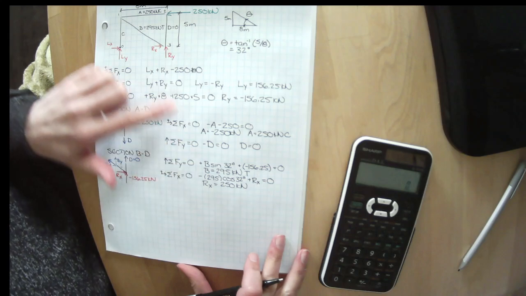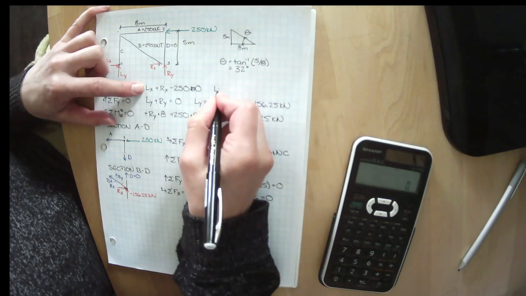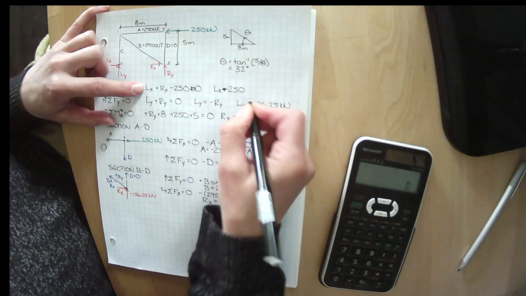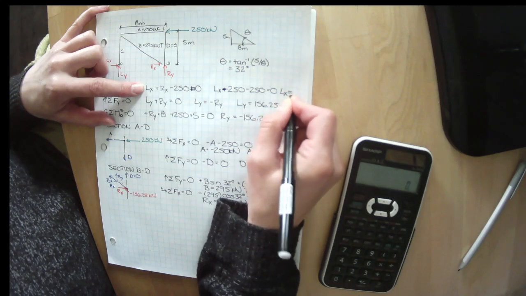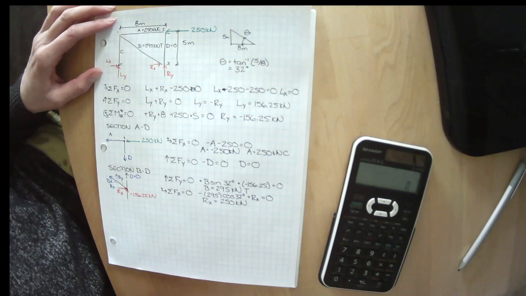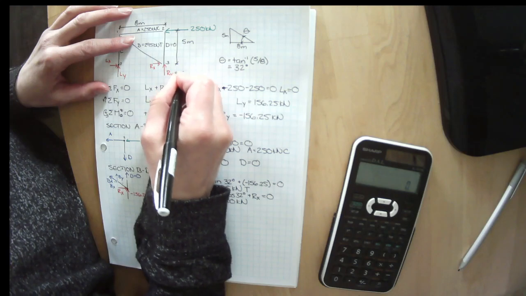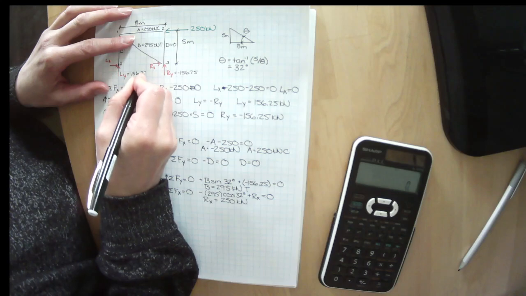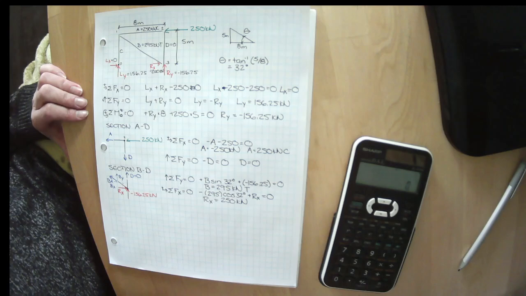Well, look, we can come back up here to our original equation here. Lx plus 250 minus 250 equals 0. Lx equals 0. So we can fill these in. We should have done it already. This equals minus 156.25, and that equals 156.25. Well, now we can put in that that equals 0, and that this equals 250 kilonewtons.